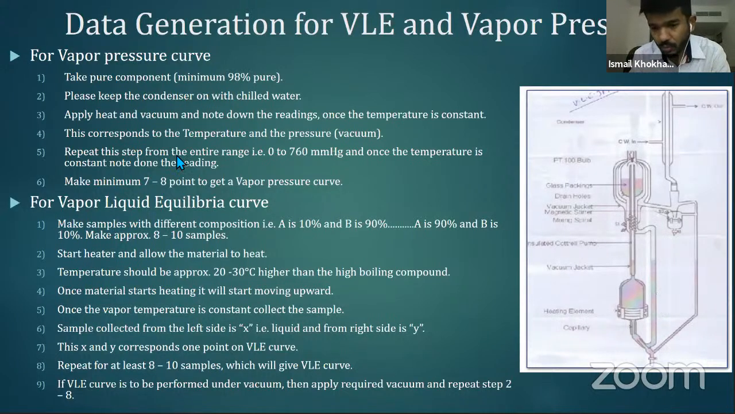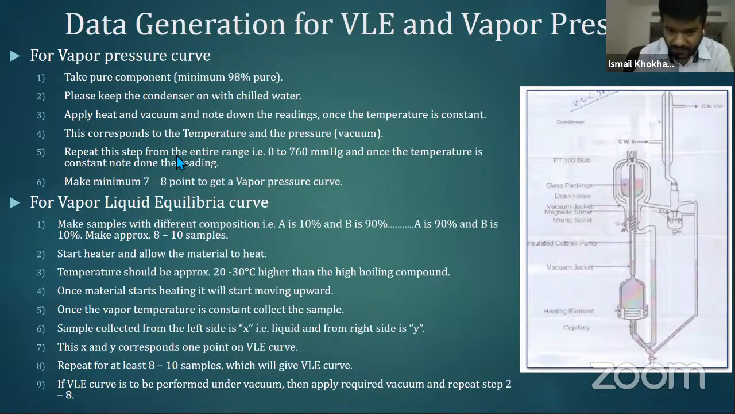So for example, now if you want to make VLE data for a binary mixture, if you have component A and B, you have to prepare approximately 8 to 10 mixtures. For example, A is 10% and B is 90%. This becomes your first mixture. Then the second is your 80-20 ratio. Like this, you go till A is 90% and B is 10%. So you have a range of mixtures from 10% to 90% of A and B. This is basically your feed mixtures.